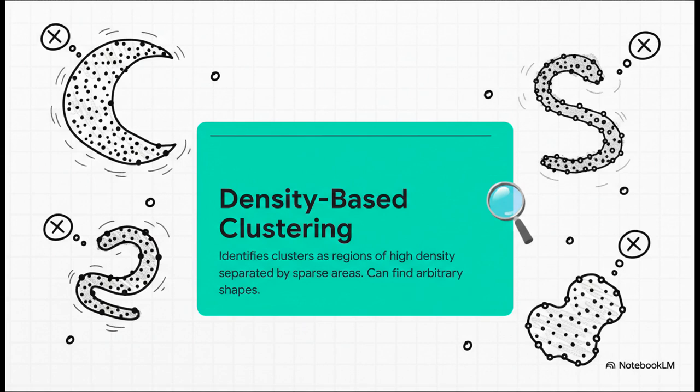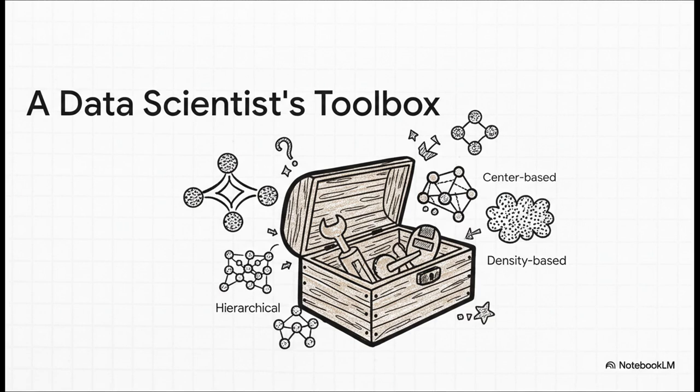This is where a completely different philosophy comes in, density-based clustering. Instead of looking for centers, algorithms like DBSCAN look for crowded neighborhoods of data separated by empty space. This is so powerful because it can find these complex, weird-looking shapes, and it's also fantastic at spotting outliers, which it just labels as noise. And believe me, these are just two examples. The data scientist's toolbox is just overflowing with a huge variety of algorithms, hierarchical, spectral, you name it. And each one has its own unique way of defining and finding groups.